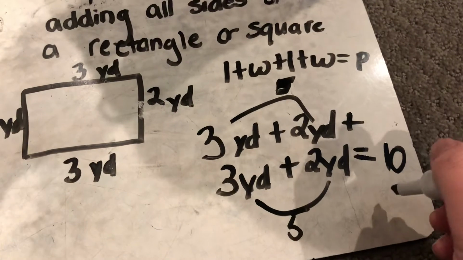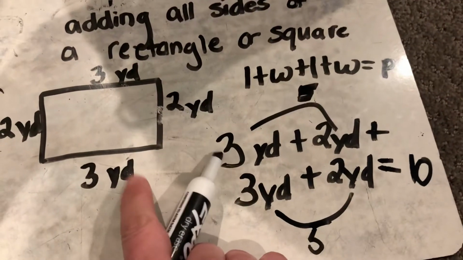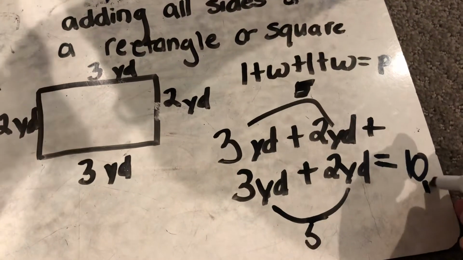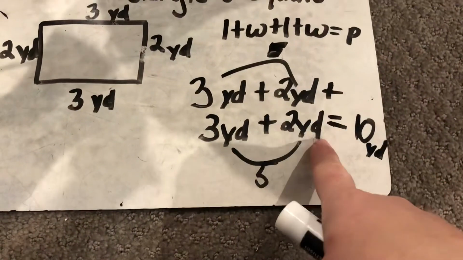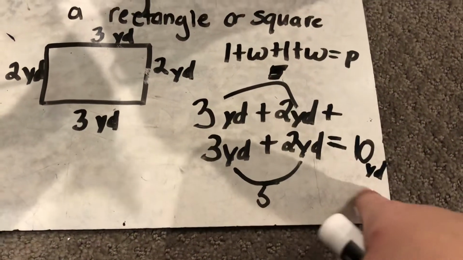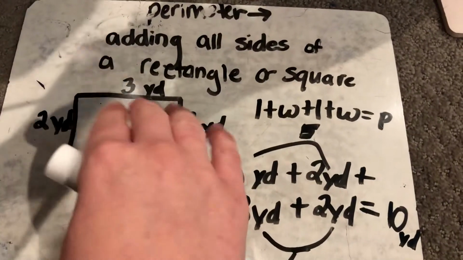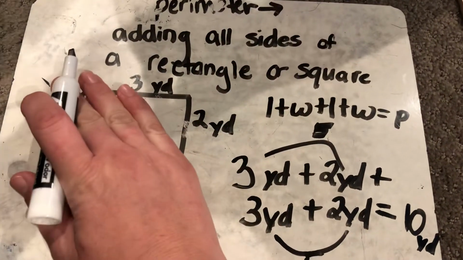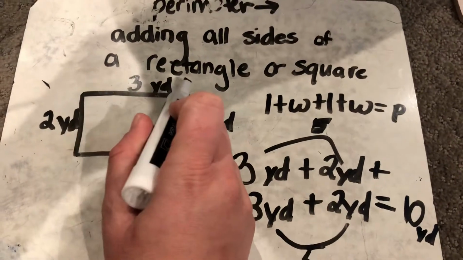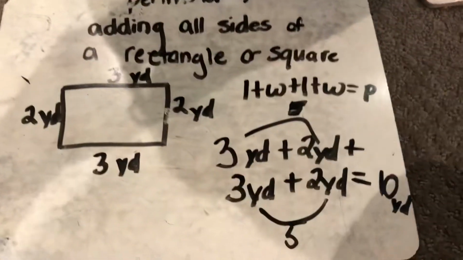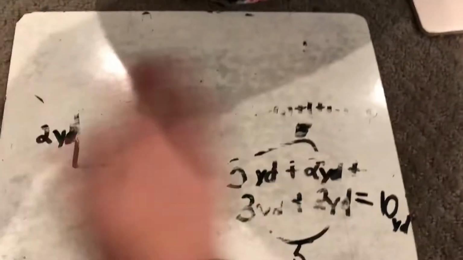No, you say? Well, I'm not. What am I missing? I'm missing my measurement. Okay, so our answer, the perimeter, is equal to 10 yards. Okay, perimeter is just adding up all the sides. Area is having 2 sides and multiplying them. Perimeter is where you add up all the sides. So I'm going to erase.